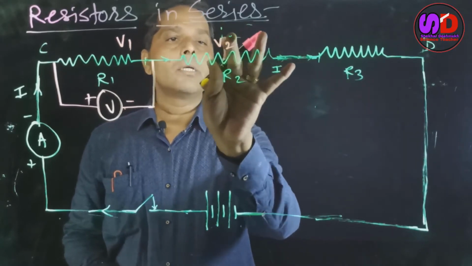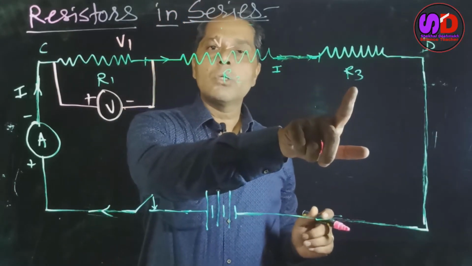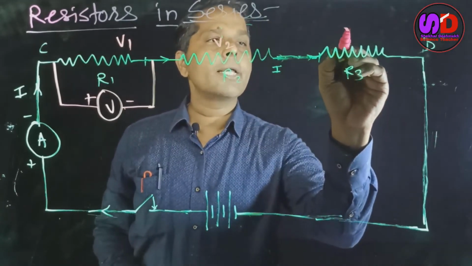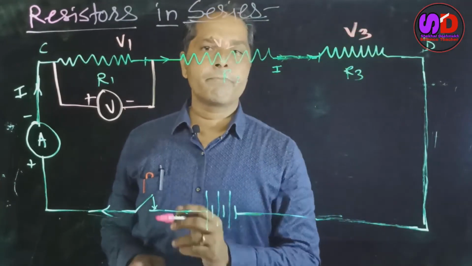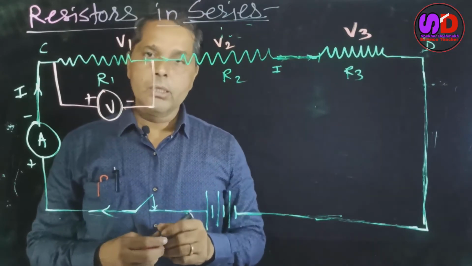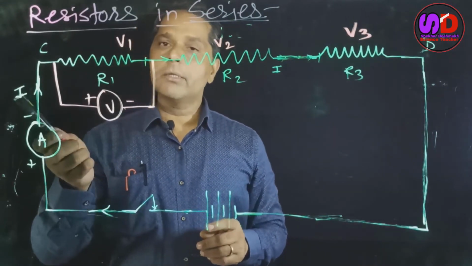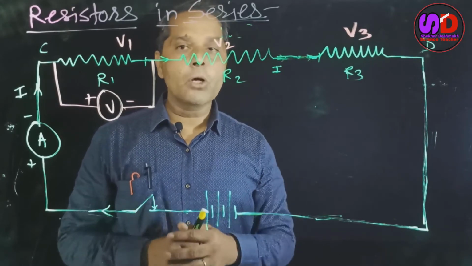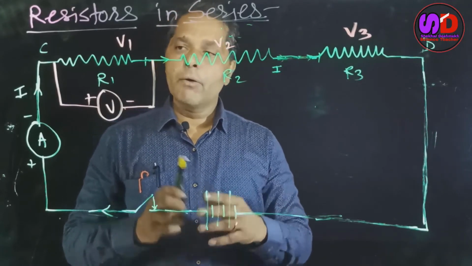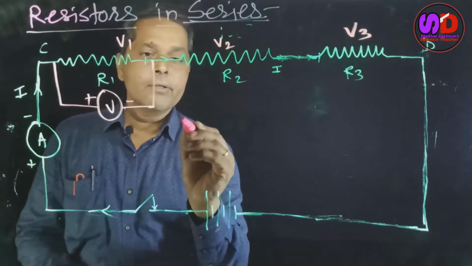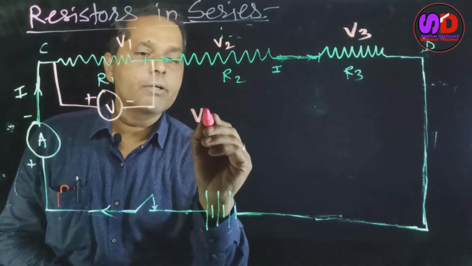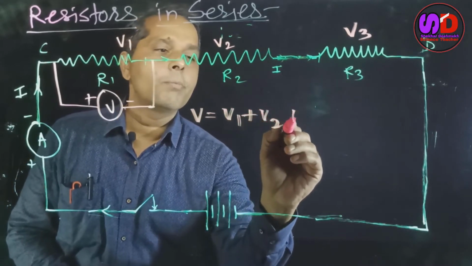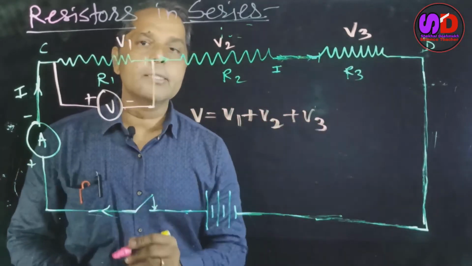And suppose if we connect the voltmeter here, then we get the potential difference V3. Current is the same through them. We can use Ohm's law here. And we get V is equal to V1 plus V2 plus V3 in this case.